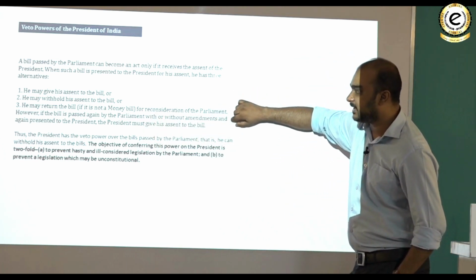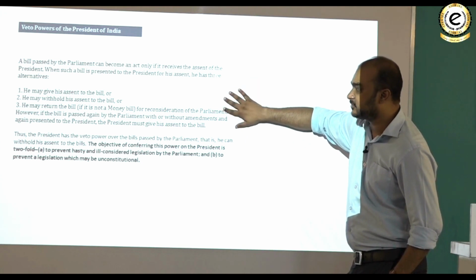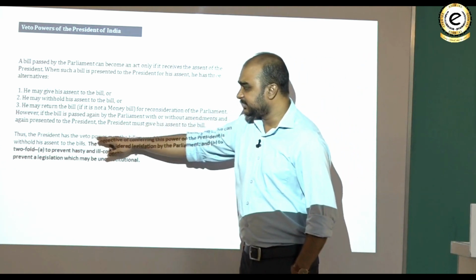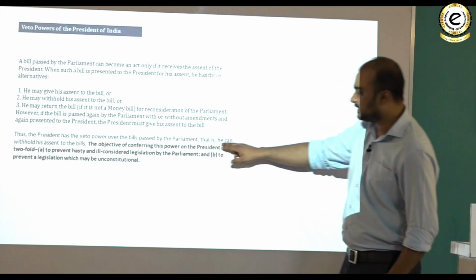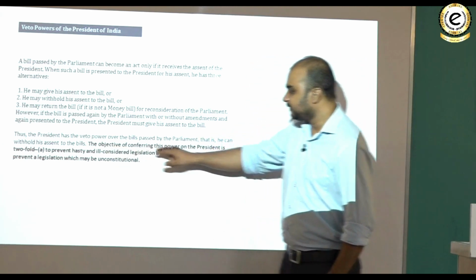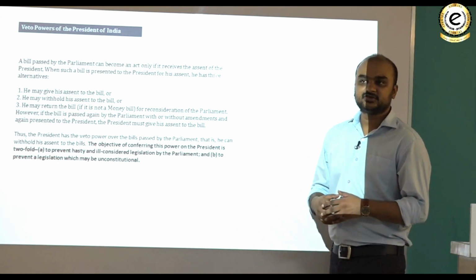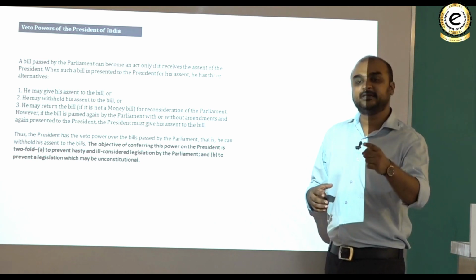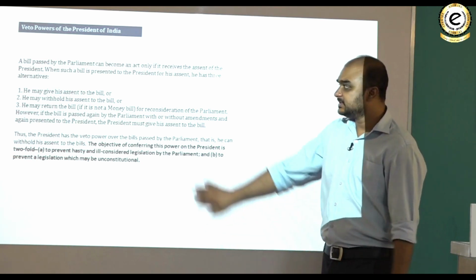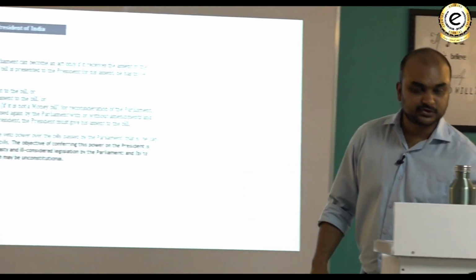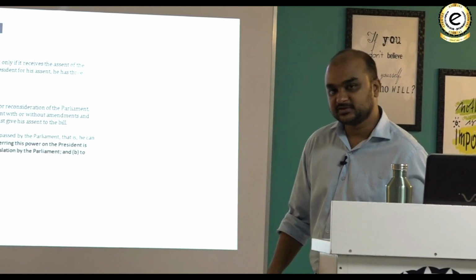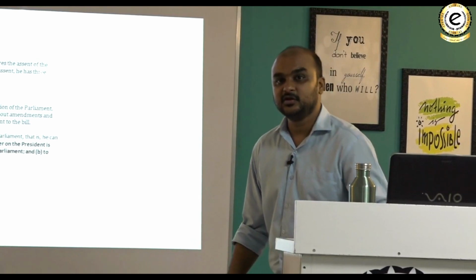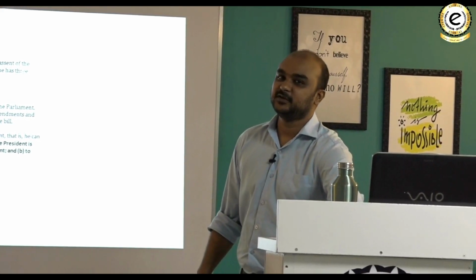However, if the bill is passed again by the Parliament with or without amendments and again presented to the President, he must give his assent. Thus the President has the veto power over the bills passed by the Parliament, that is, he can withhold his assent to the bill. The objective of conferring this veto power on the President is to prevent hasty or ill-considered legislation or to prevent unconstitutional laws. Do you understand this? This is the nature of the veto powers. The veto powers of the Indian President are a combination of absolute veto, suspensive veto and pocket veto. Qualified veto, which rests with the American President, is not available to the Indian President.